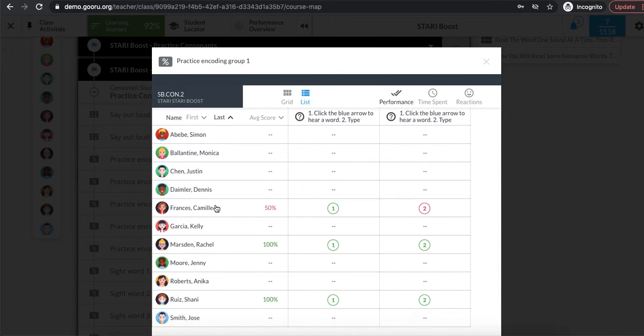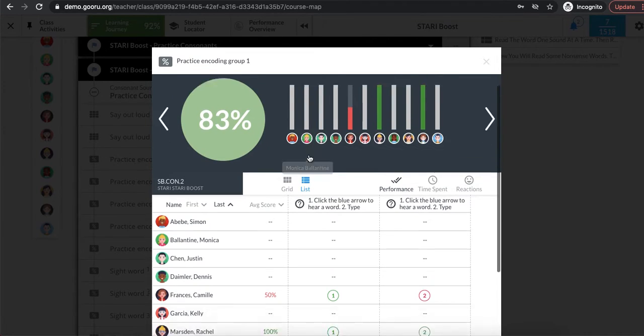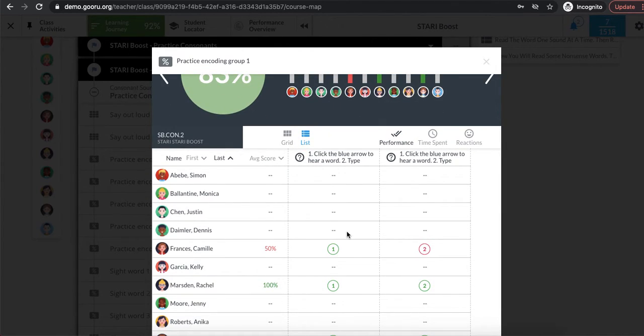So I can see that the 3 students that took that assessment are Camille, Rachel, and Shawnee. Rachel and Shawnee scored 100%. I can see Camille scored a 50, and she got number 2 wrong. So this is really helpful over time as more students complete each assessment. You can sort by the average score to make groups that will be helpful for small group instruction. And you can also identify hotspots or questions that many students are struggling with.